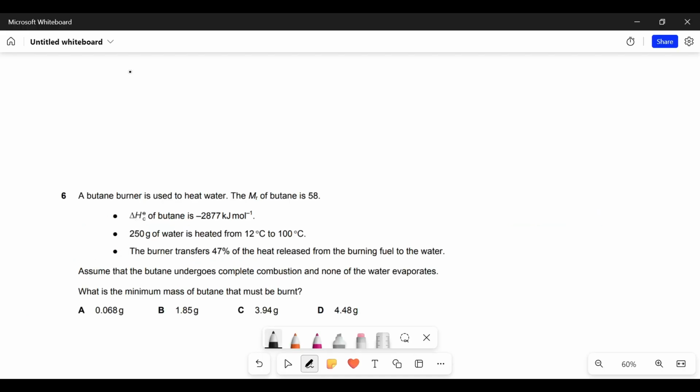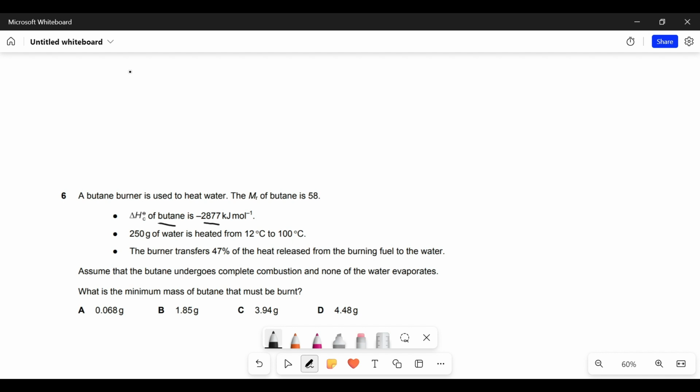Let's look at question number 6, which says, a butane burner is used to heat water. The molecular mass of butane is 58. The first statement is, enthalpy change of combustion of butane is 2877 kilojoule per mole. That means if you burn 1 mole of butane, you will get this much amount of energy.